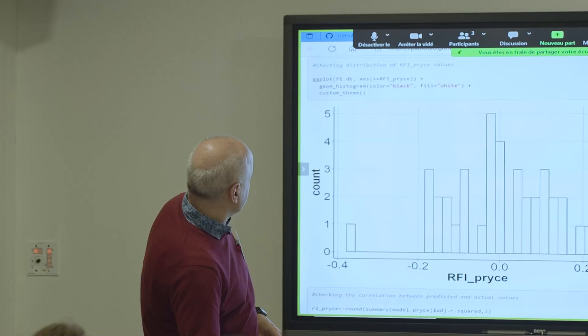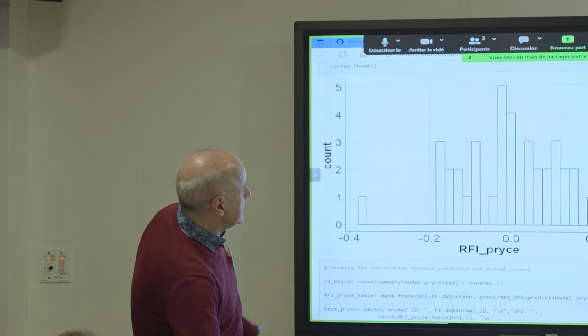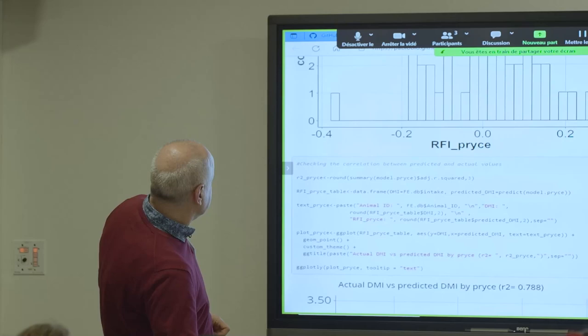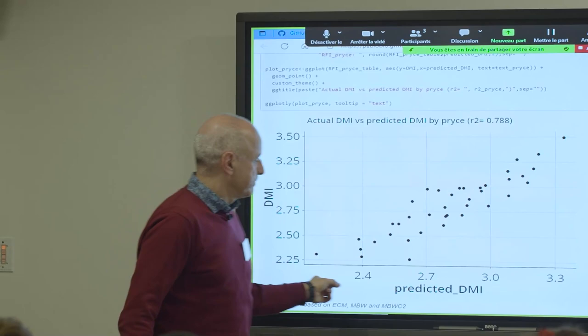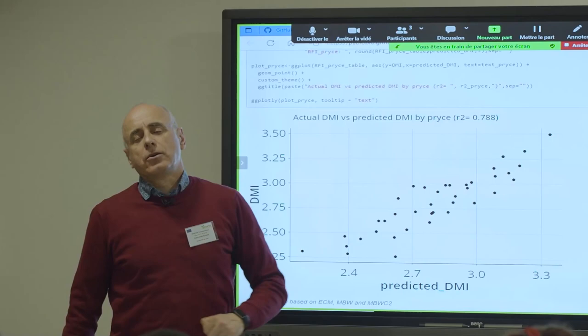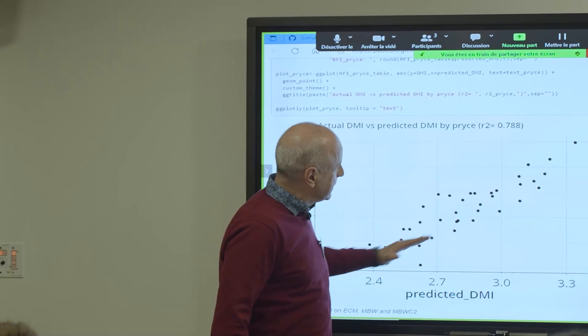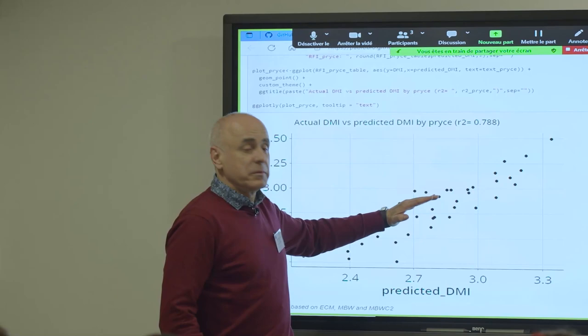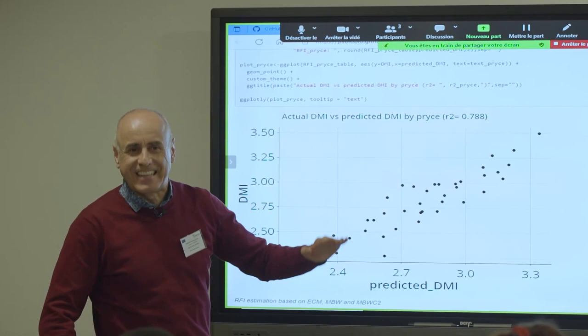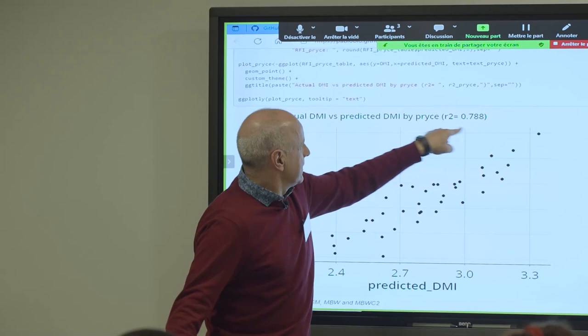Here we have one animal that is really efficient, this one. Remember, negative is more efficient, positive is less efficient. And you see dry matter intake and unpredicted dry matter intake. You have here a very nice correlation with the line. You will have the green dots; I think you present the green ones on the regression, the bad ones, and the green ones that are the good ones under the line. And this is the regression of the model.